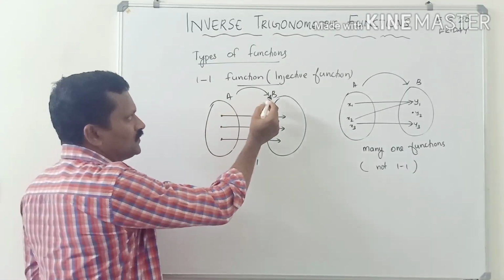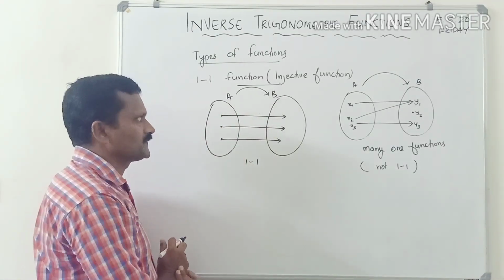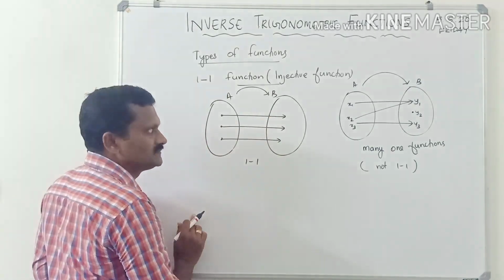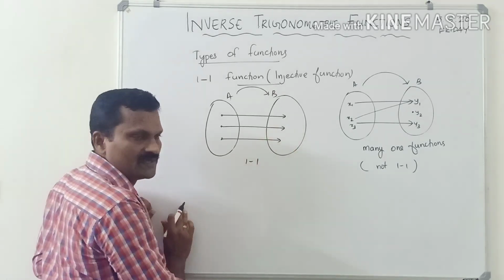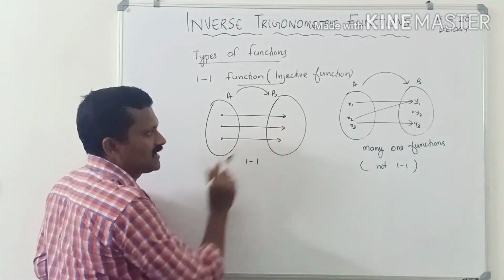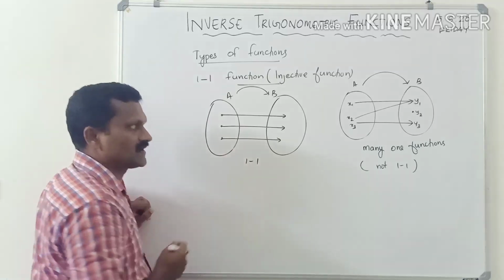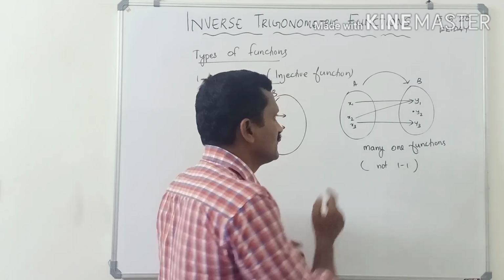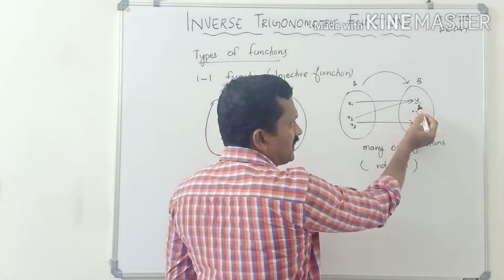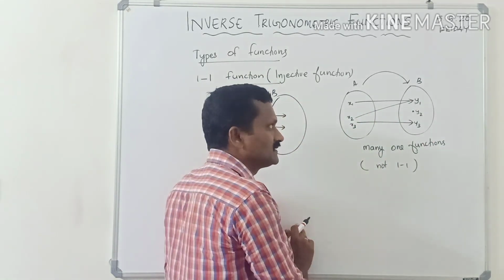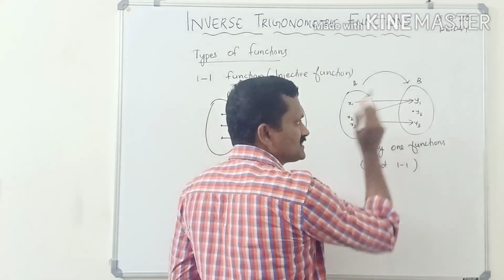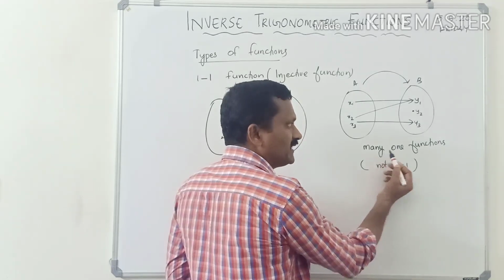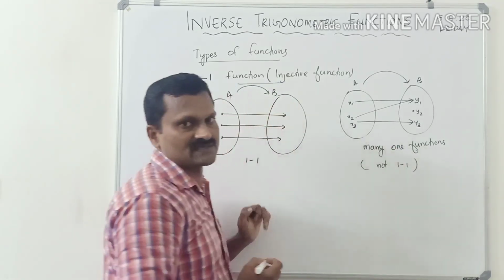That is, two sets A and B. Every element of A has a unique image in B and the images are different. Such functions are one-one functions. But in the second case, x1 and x2 have the same image y1. That is, different x have the same image. Therefore, it is not one-one, it is called a many-one function.